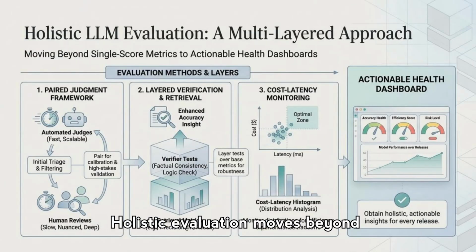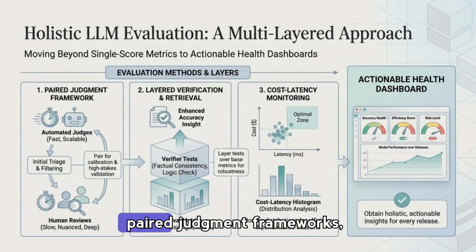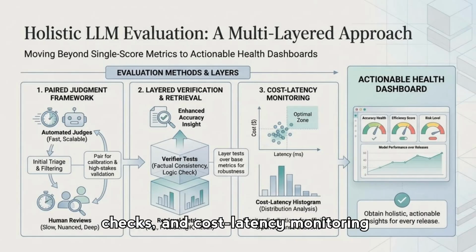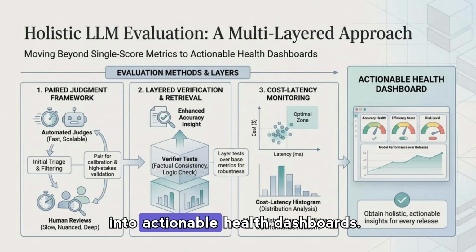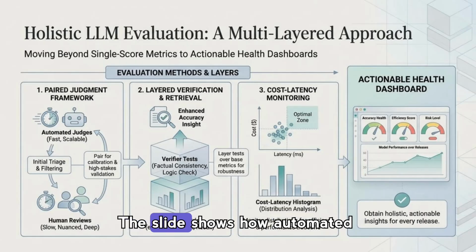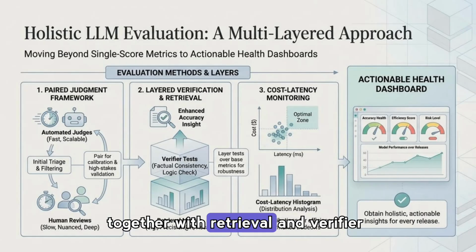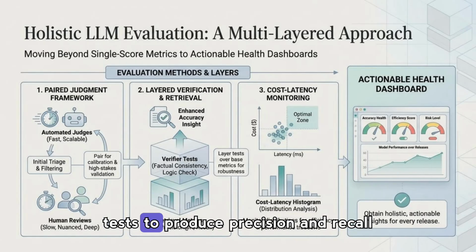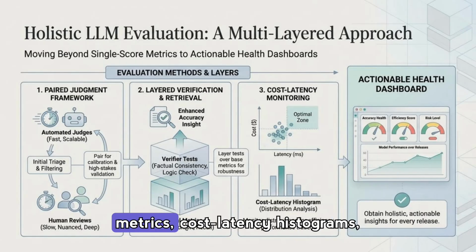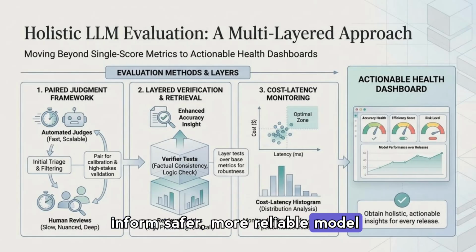Holistic evaluation moves beyond single-score metrics by layering paired judgment frameworks, layered verification and retrieval checks, and cost-latency monitoring into actionable health dashboards. The slide shows how automated judges and human review work together with retrieval and verifier tests to produce precision and recall metrics, cost latency histograms, and release-level insights that inform safer, more reliable model rollouts.